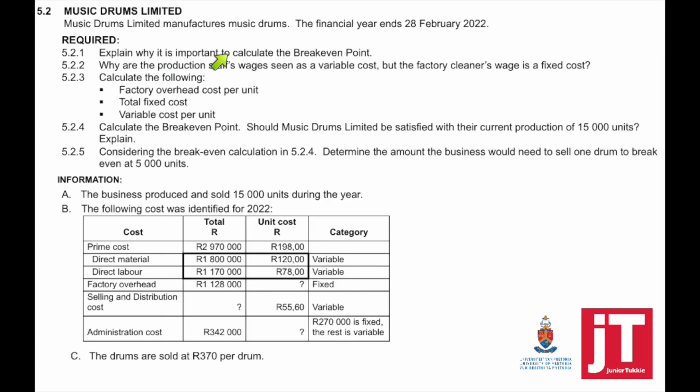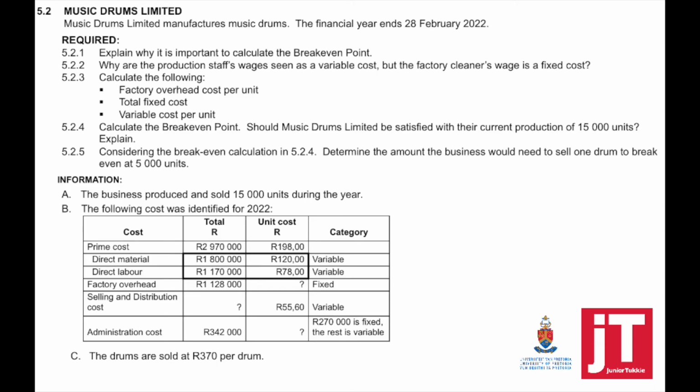Required, explain why it is important to calculate the break-even point. Why are the production staff wages seen as a variable cost, but the factory cleaner's wage is a fixed cost? Calculate the following. Calculate the break-even point. Should Music Drums Limited be satisfied? Consider the break-even point calculation in 5.2.4. Determine the amount the business would need to sell one drum to break even at 5,000 units. So this is a different way in also asking questions related to the break-even point.